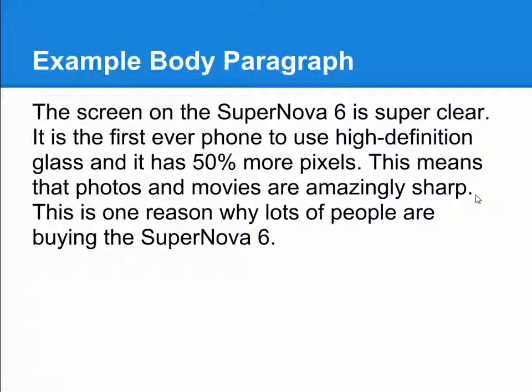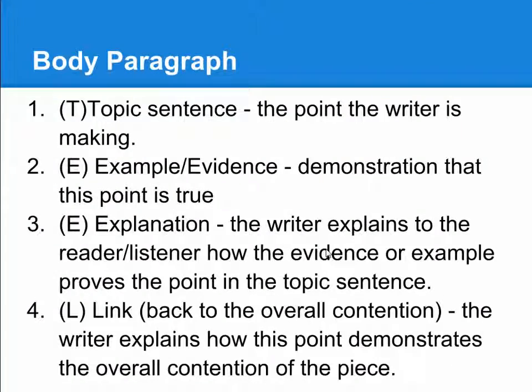You basically explain to the reader what the evidence proves, and then you go back and tell them your overall point, which is this is one reason why lots of people are buying the Supernova 6. So that's a fairly reasonable basic body paragraph, and it doesn't have to be terribly long. But what it does have to have is a topic sentence, an example or evidence for this point you're making. Go on and explain it. Lots of people don't explain it, and it makes your argument stronger if you do.